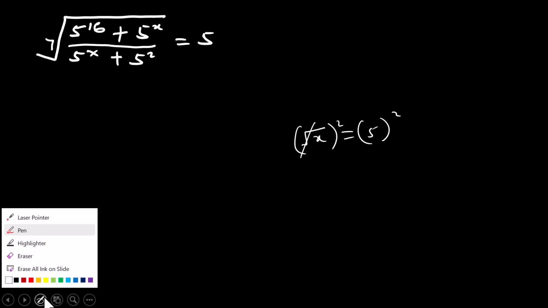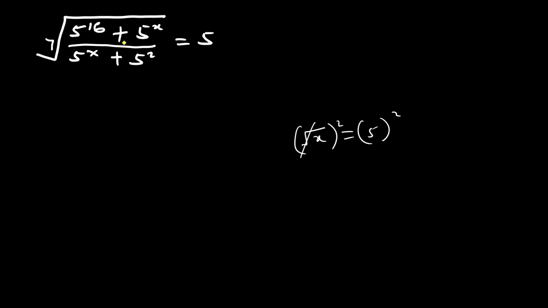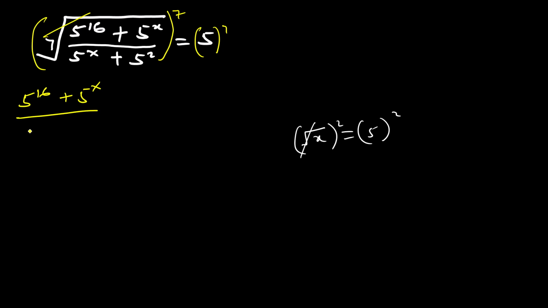All right, so we have a 7th root here. So we can raise both sides to the power 7. When we do that, this cancels the root sign. So I'm left with (5 exponent 16 plus 5 raised to x) over (5 raised to x plus 5 raised to 2) equals 5 raised to 7.